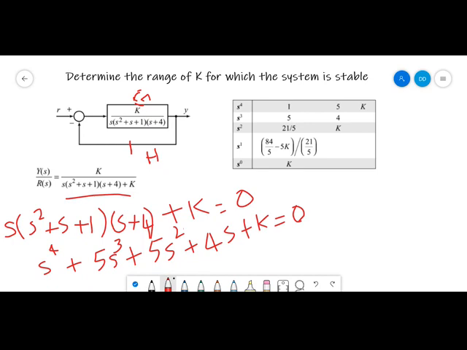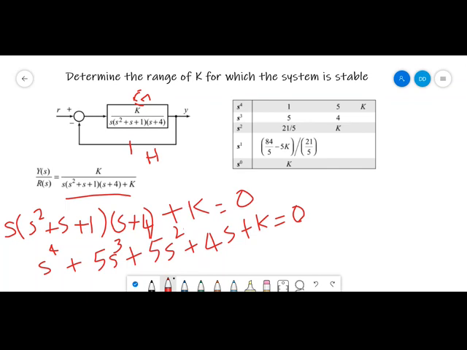Now we have the characteristic equation with highest order of s being 4, and we have to find the value of K for which the system should be stable. To satisfy the necessary condition, all the coefficients should be non-zero, and K also should be positive. Then only the system will be stable.